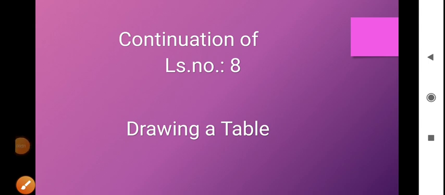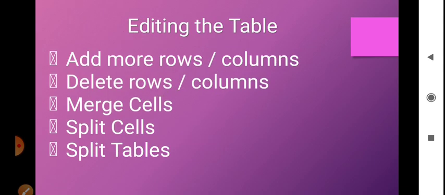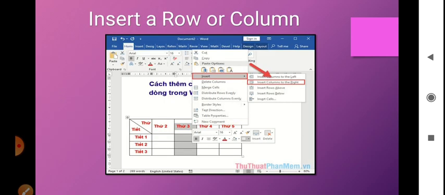Good morning, students. Today we will learn the continuation of our lesson number 8, that is drawing a table. In Word, I had shown you how to draw the table in your first part, how to insert a table. Now, in this, we will learn something about editing the table. In that editing, you can add more rows or columns, delete rows or columns, merge or split cells and split table, and many more. So first we'll learn about inserting a row or a column.